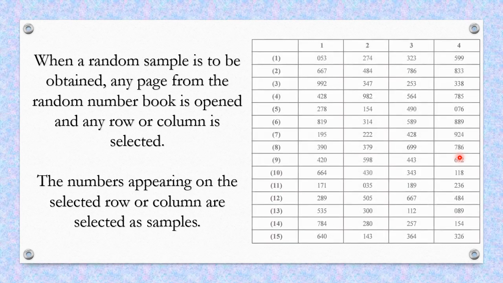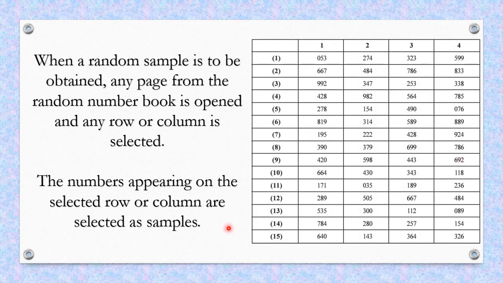This is one of the pages from a random number table book, extracted from L.H.C. Tippett's random number book. These are the 15 rows and these are the 4 columns, and these are the random numbers. Just look at these numbers. They are random. There is no logic or rule to these numbers. They have just been presented randomly here.